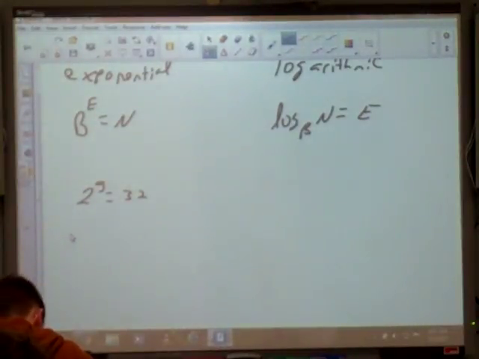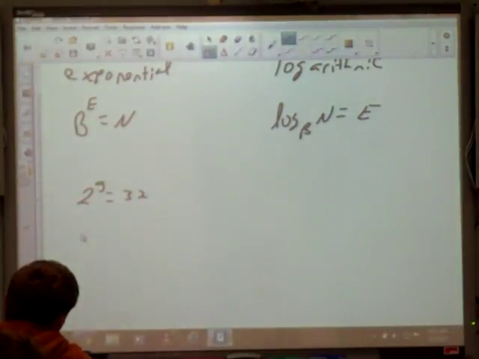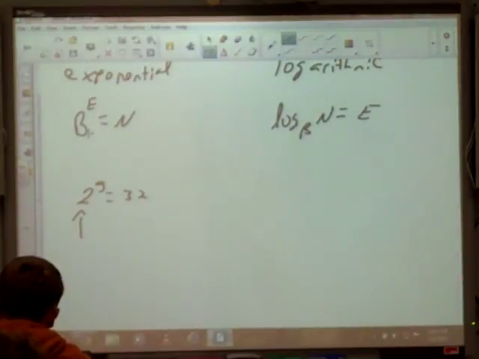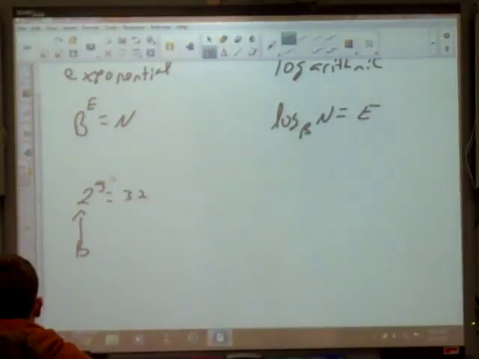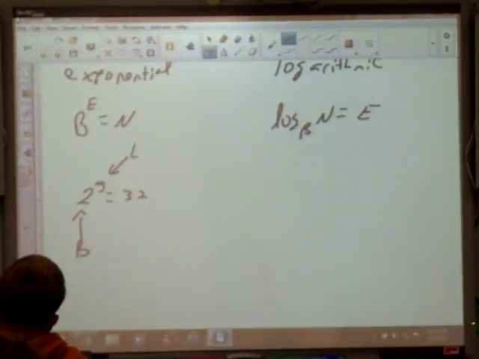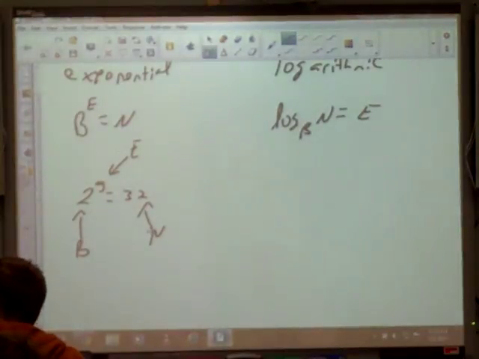So let's label our stuff. If this is exponential form, what will the 2 be, the B, the E, or the N? The B. Very good. What's our 5? E. And our last one? N. Okay, so we're just going to plug that stuff in over here in the log form.